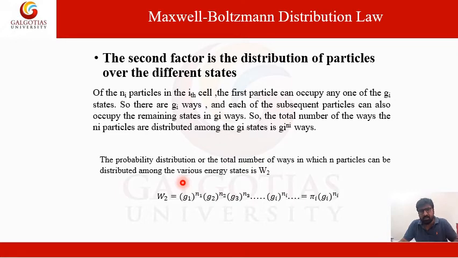So in this case, the degeneracy distribution could be given by this formula, that is W2 is equal to g1 to the power n1, g2 to the power n2, g3 to the power n3, and so on. In concentrated form, a multiplication factor is used. When we multiply these two factors that we discussed, we get the total number of ways of distributing particles among different energy states, and of course these energy states have some degeneracy as well.